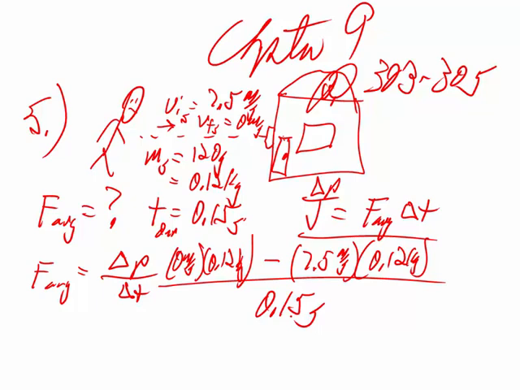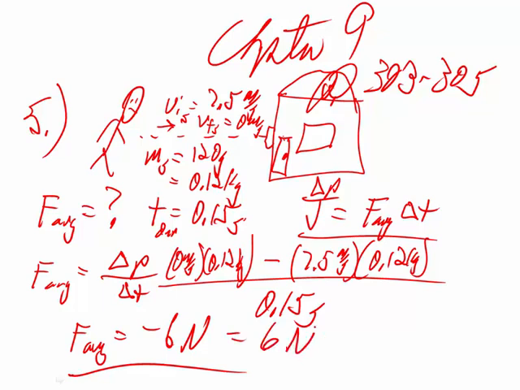Divided by 0.15, we get a negative 6. So the average force is negative 6 newtons. Okay, now again, listen to what that says. What is the magnitude of the average force? It actually asks for magnitude, so we'd make it positive, wouldn't we? Yeah. So it asks for magnitude, so it would be 6 newtons.